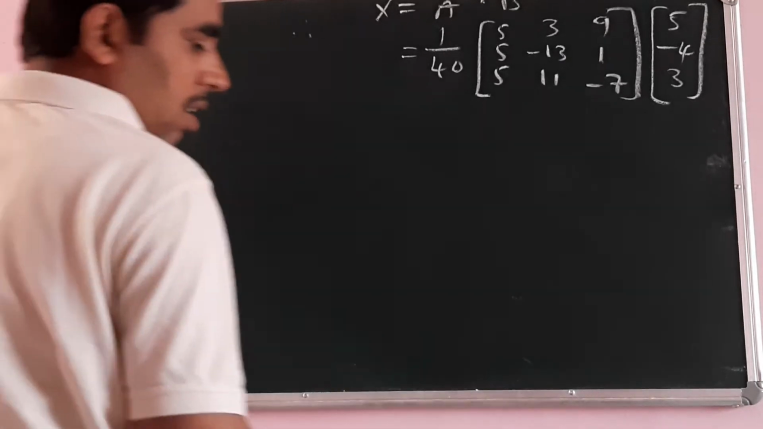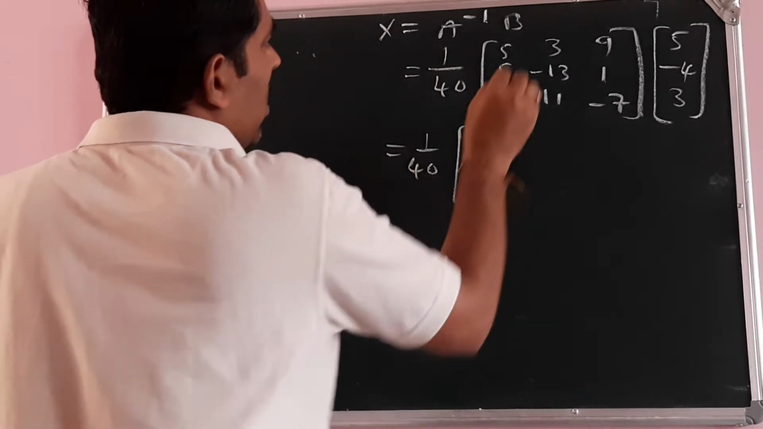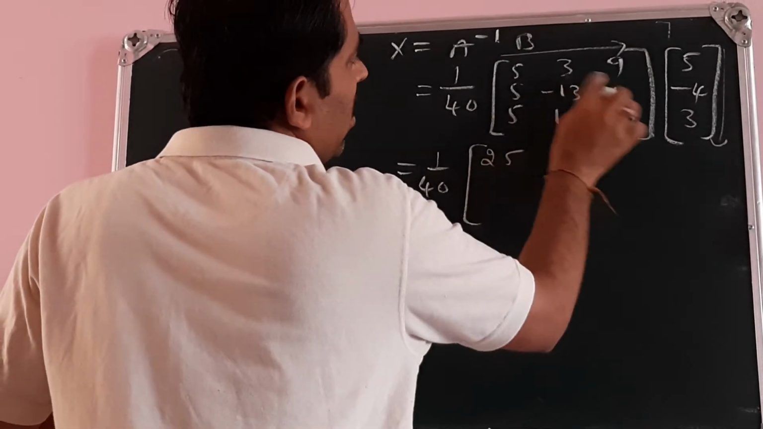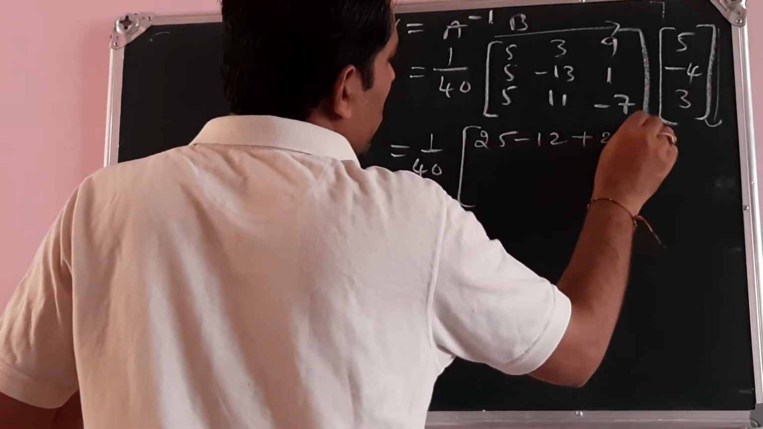So I got this here. Next, I shall write 1 by 40 as it is. First row, first column: 5 into 5, that is 25. Then minus 12 plus 9 into 3, that is 27.